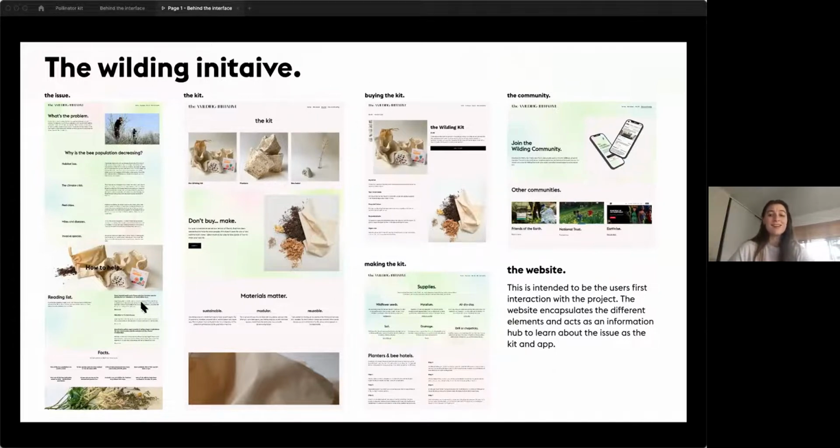And this is scientific articles and why small spaces can really make quite a big difference to bee populations. So yes, this is the information page. And then the next page on the menu is the kit.